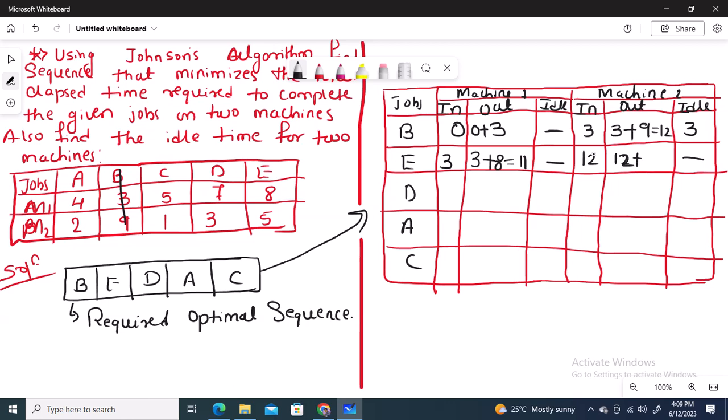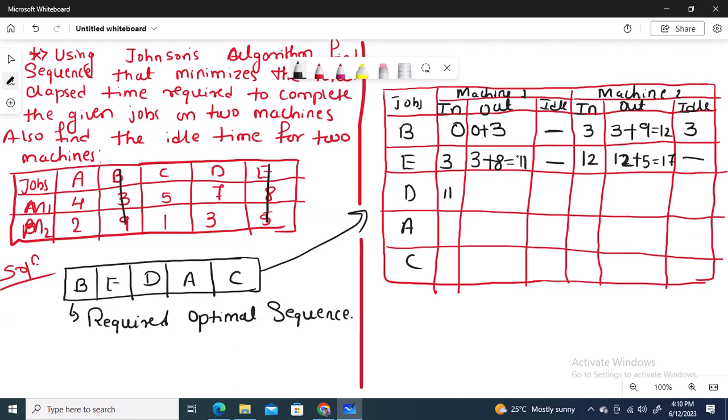So how much for job E, machine 2 time is given as 5. So 12 plus 5, it is 17. Similarly, when it goes to job D, once job E is completed, then only machine 1 will perform job D work. Therefore, the in time for job D work is the out time of job E, that is 11.